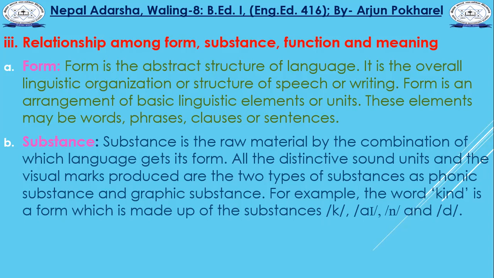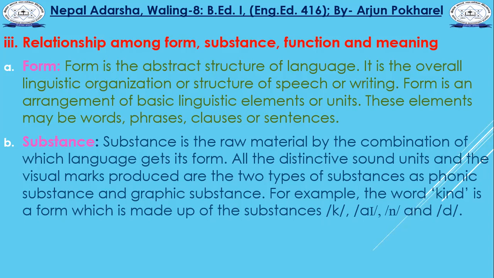In any form, there is substance. For example, cat, C-A-T. Cat is a form, and it has different substances. The sounds of cat are known as phonic substance. The letters C-A-T are known as the graphic substance. That's why substances can be of two types: phonic substance or graphic substance.